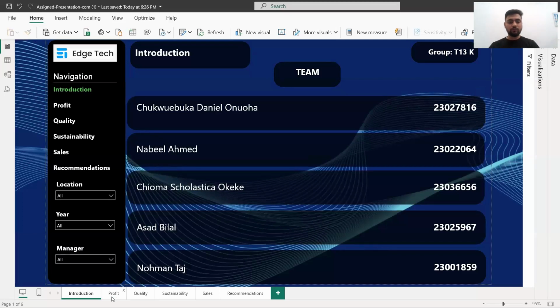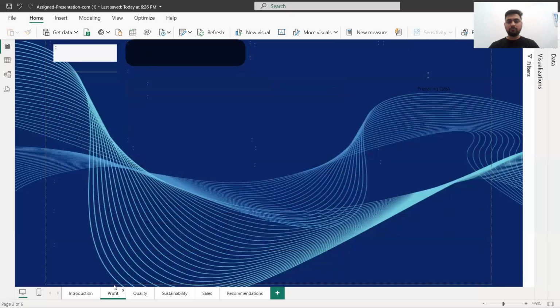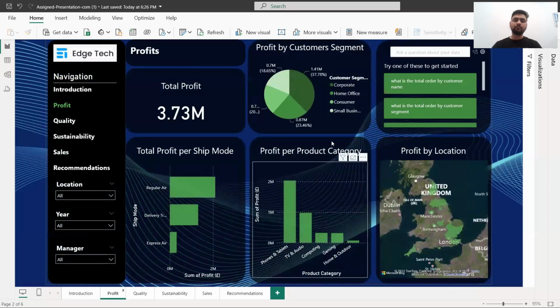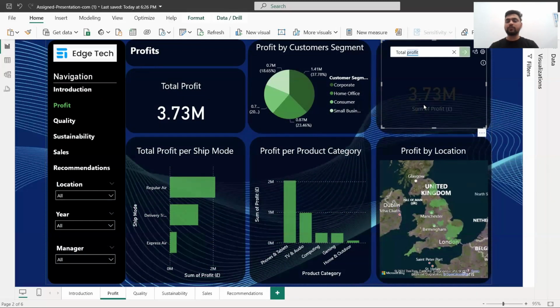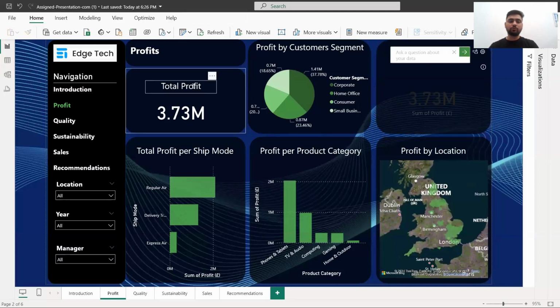So first of all, our first KPI is profit. Here on the dashboard, we also have the AI Ask a Question feature. You can ask any question like what is the total order by customer name, what is the total order, what is total profit. If you type total profit, it will show the total profit of 3.373 million, sum of total profit. So our total profit is 3.73 million, as you see from there.